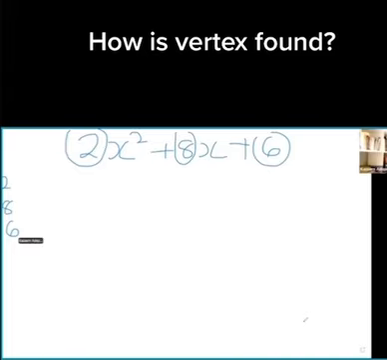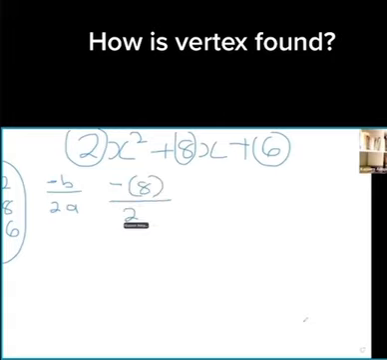Now we have to make use of the formula, which is negative b divided by 2a. Now that we have this formula, we can easily plug all these numbers in and solve for it. So let's get started. We have a negative, and then b, which is 8, over 2 times a, which is 2. So equals negative 8 divided by 2 times 2, which is 4, and you get negative 2. Now that you have negative 2, that's the x.